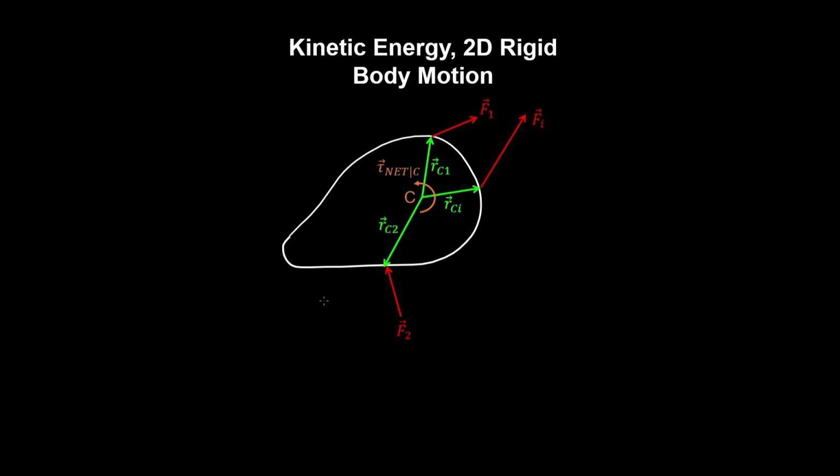Previously we derived an expression relating the rotational work due to the rotational kinetic energy of a rigid body rotating about a fixed axis. Well, in this case we consider a rigid body that's free to translate and rotate in a plane. So what we have is the following expression for the rotational work due to the net torque about the center of mass. And that's equal to the change in rotational kinetic energy when we take the moment of inertia about the center of mass.